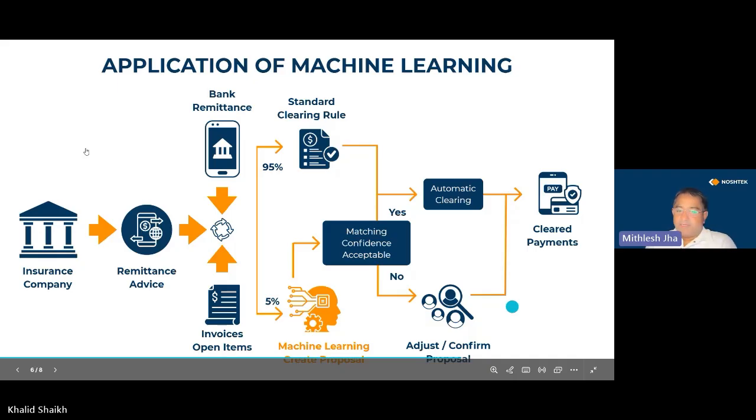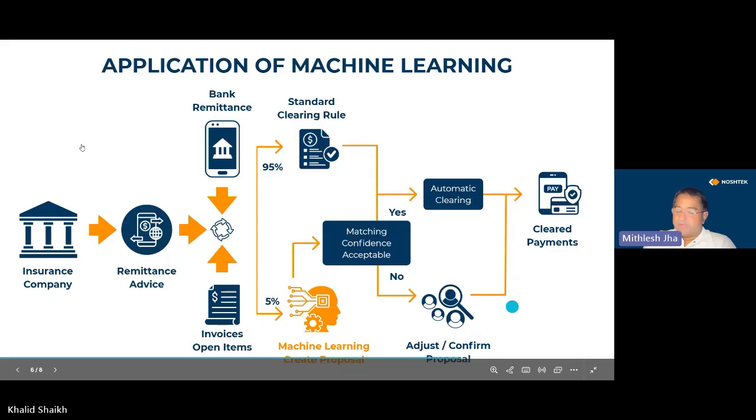And if it is matched, it will go through the automatic clearing process and clear the payment. Now, the problem is those 5%. And what we are trying to do here is embed machine learning for that 5%. We are not trying to change anything in the way FICA works. What we are trying to do is make FICA even more intelligent in applying rules that are not already configured in the system.